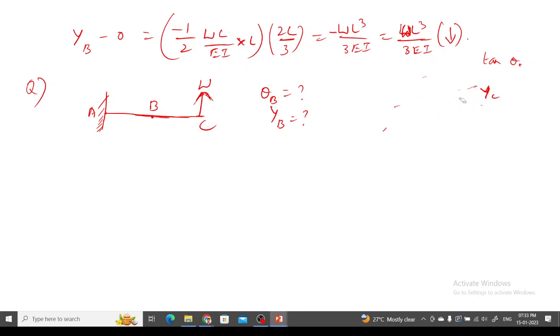So can you use the moment area method and tell me what is the value of theta B and YB? First, what is the location of the point? The location of the point is L by 2 from the fixed end of the cantilever beam. So this is L by 2 and this is L by 2.